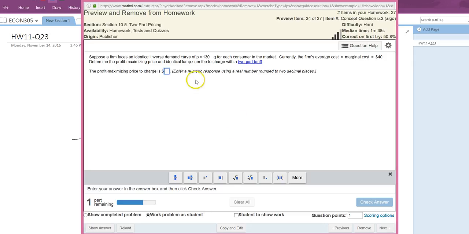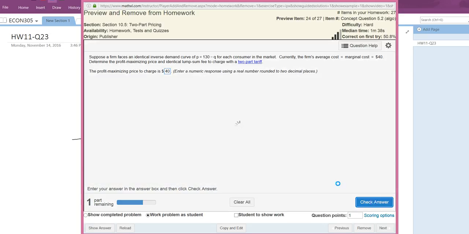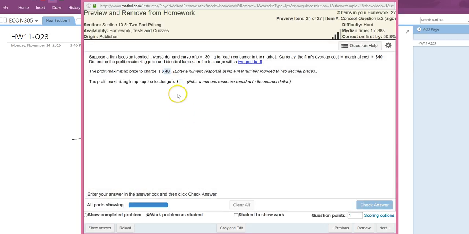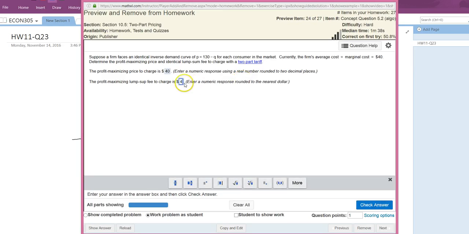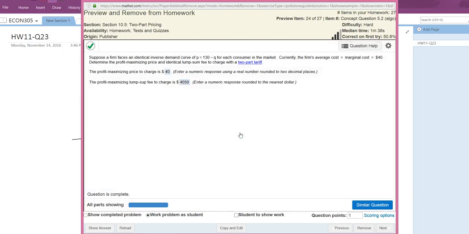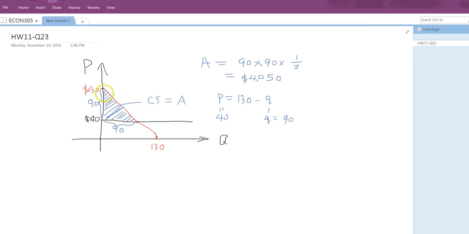Now I can input my answer. The price is 40. Check my answer. Nice work. And the profit maximizing lump sum fee to charge based on our calculation is $4,050. Check my answer again. Fantastic. All right, that's it for this question. Once you draw this chart and note the consumer surplus area is a triangle, figuring out the area of this triangle will not be so hard.